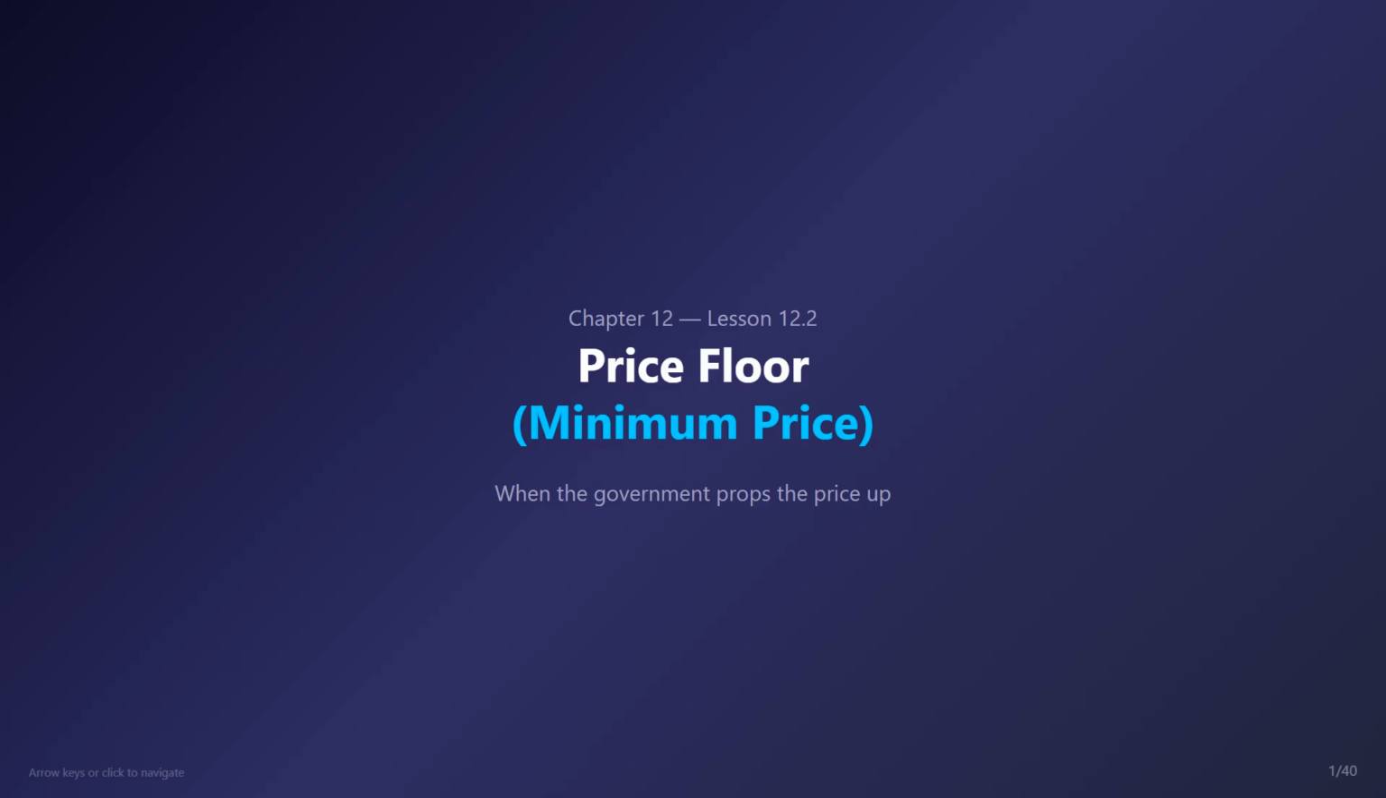Welcome back to Chapter 12. In the last lesson, the government capped the price with a ceiling, and we got a shortage. Now we study the mirror image policy, where the government props the price up instead, the price floor.